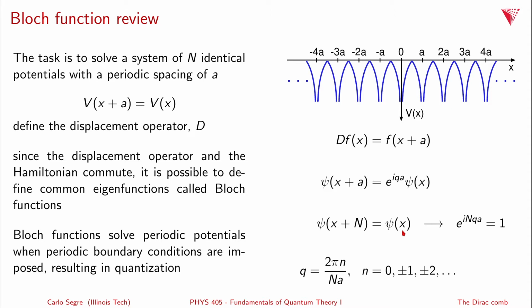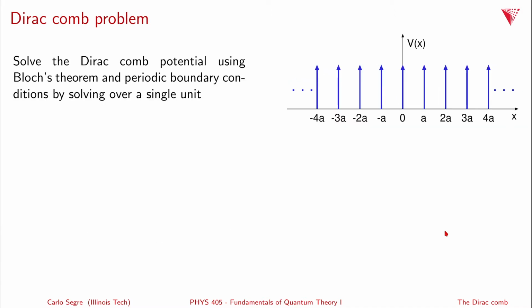So that leads to quantization of q, which is going to be equal to 2 pi over capital N a times n, where n is 0, plus or minus 1, plus or minus 2, and so on. So the first problem that we can solve easily is the Dirac comb problem. We're going to use the Bloch theorem and periodic boundary conditions and solve the potential over a single unit from 0 to a, for example, to get the solution for a periodic lattice of N of them.